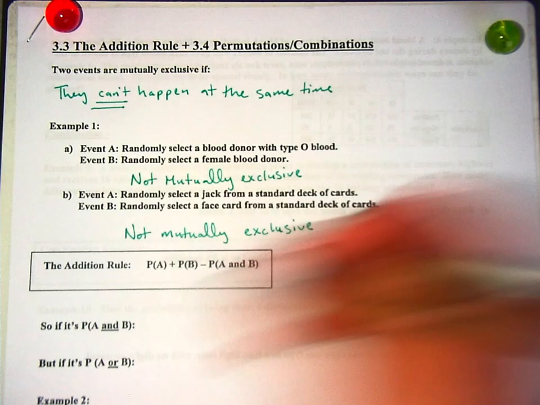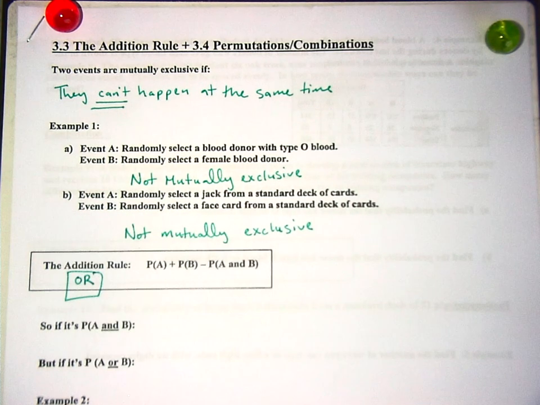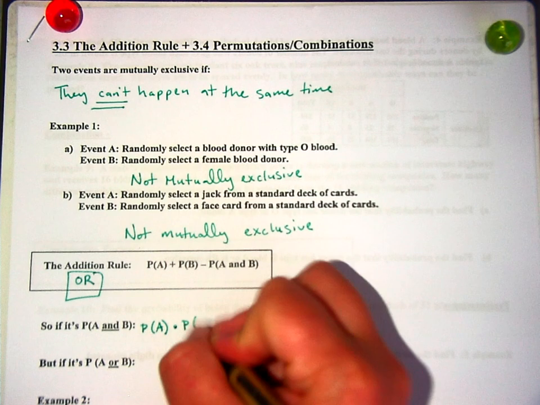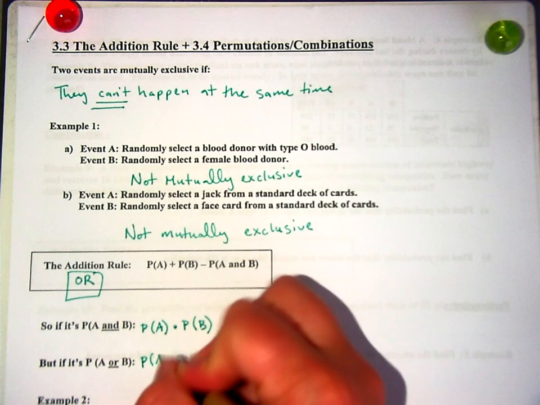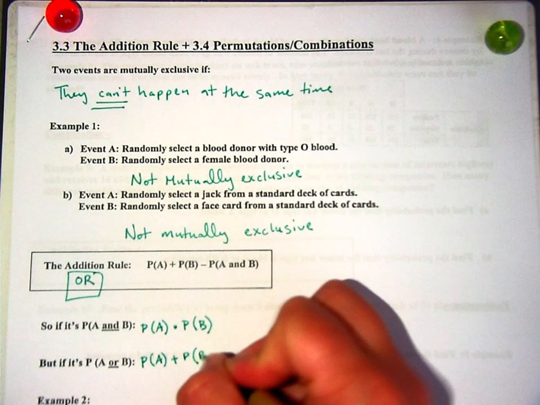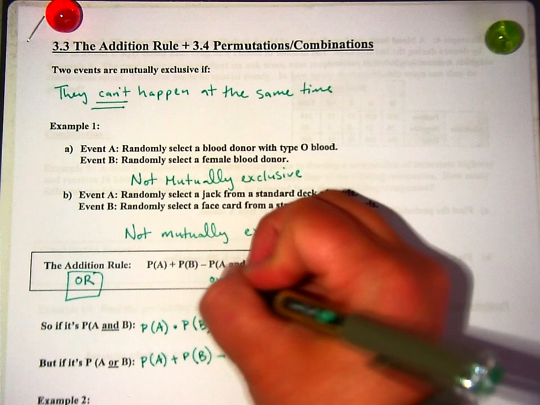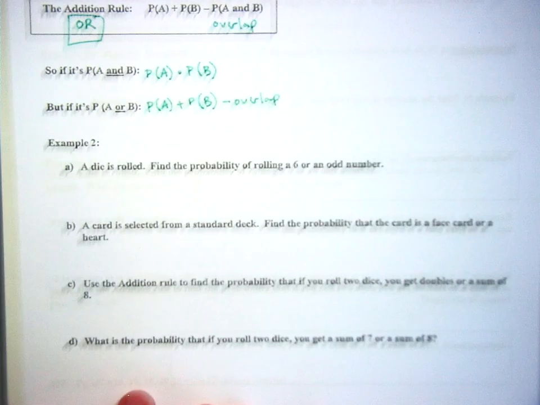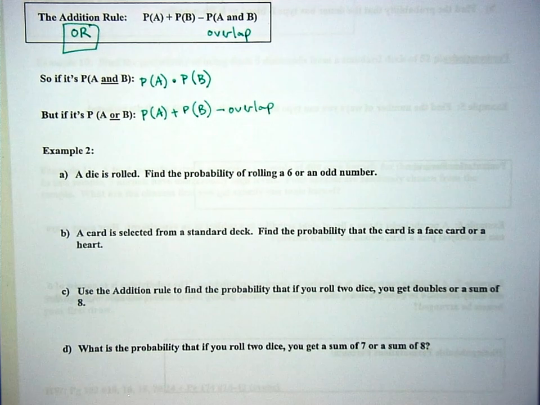All right. The addition rule is all about the word or. So if it's and, you multiply the probabilities. But if it's or, you add the probabilities and then subtract the overlap. It's the overlap right here.